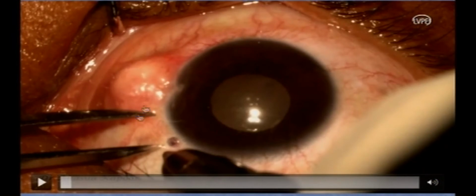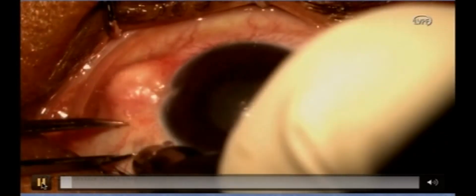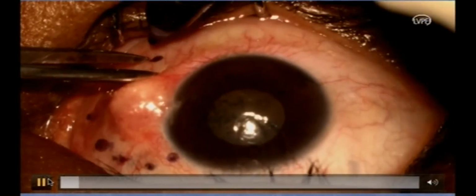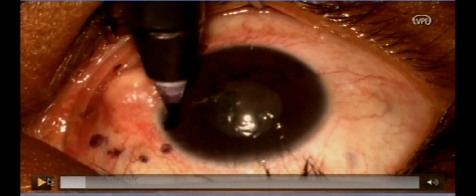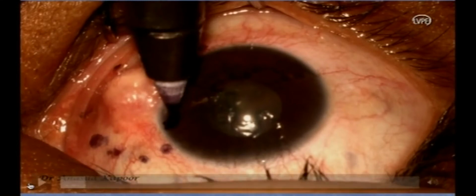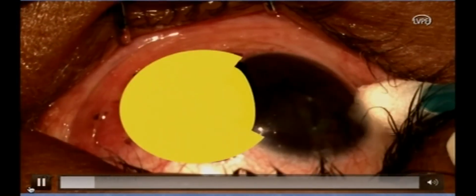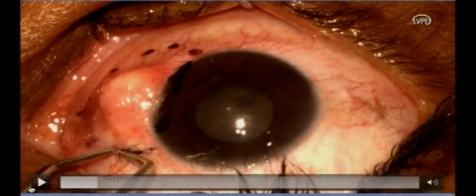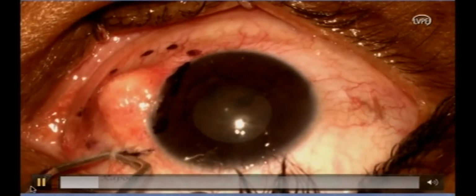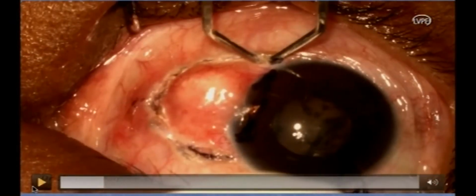Surgery begins by marking the clinically normal conjunctiva 4 millimeters. So this is the area we will have to remove, 2 millimeter on the corneal side. After that, with the help of a bipolar probe, I am cauterizing the conjunctival edges. This reduces the bleeding during the surgery.